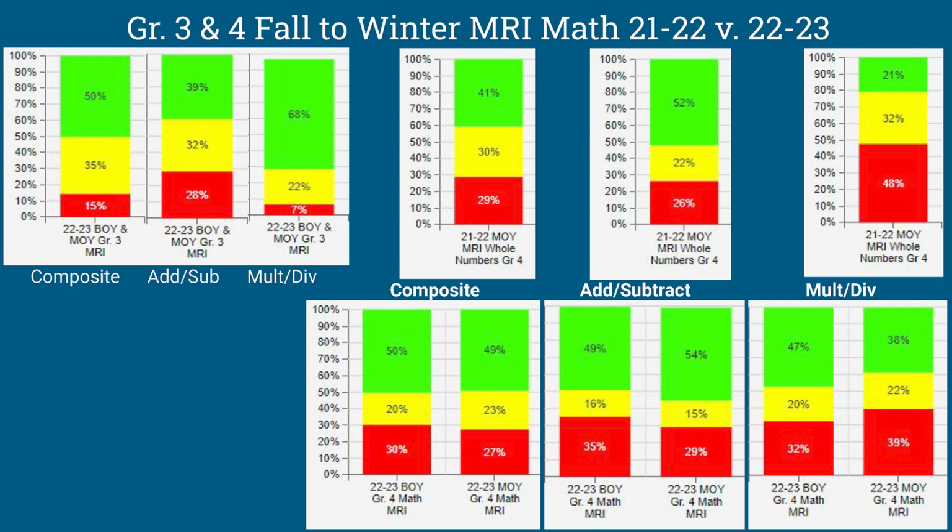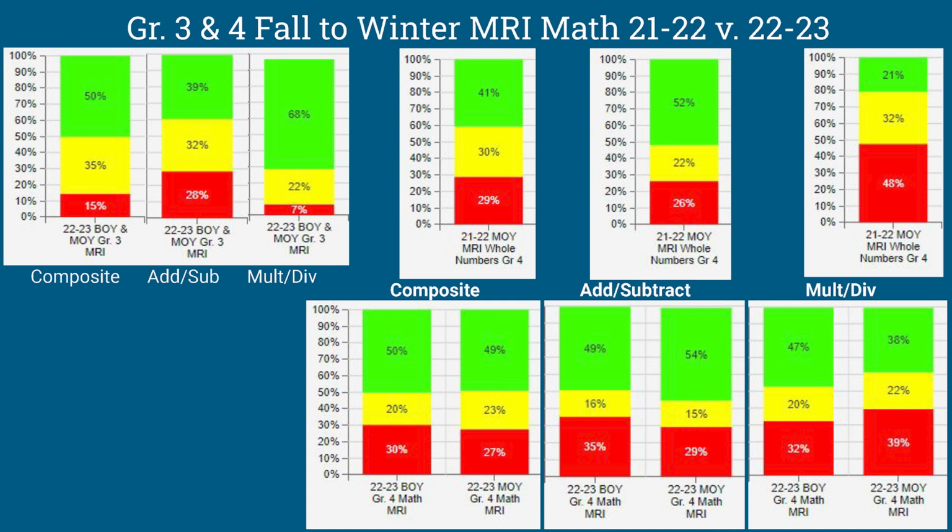For 4th grade, last year we started giving this assessment in the middle of the year. So across the top, this is the composite score for last year. This is addition and subtraction for last year. This is multiplication and division last year. And down at the bottom, we have our beginning of year and then our middle of year. So this would be the composite.